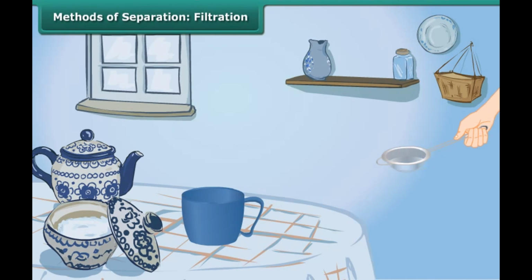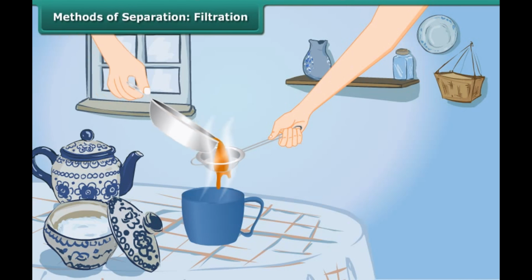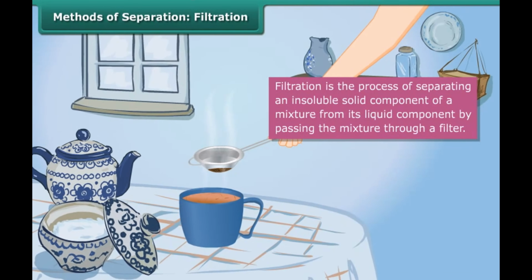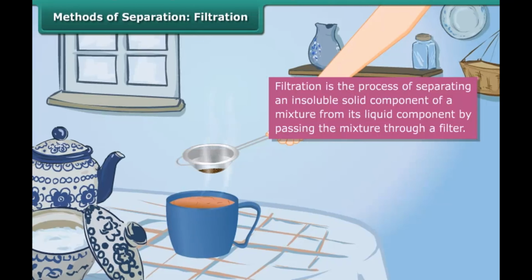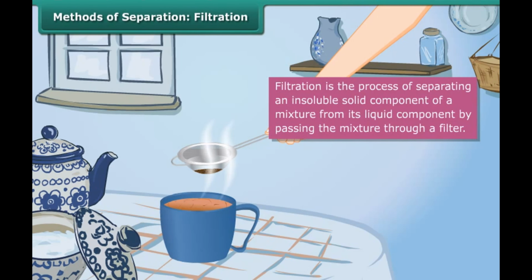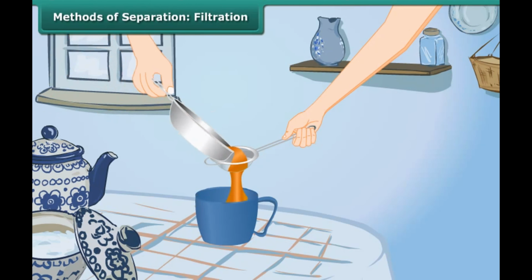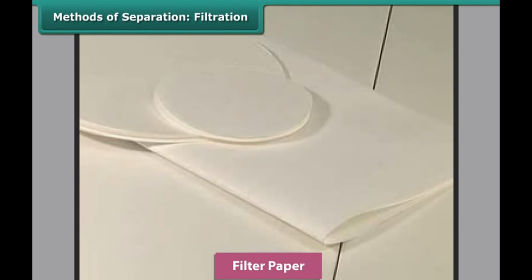Children, after preparing tea, this tea stall owner pours the mixture into the tea strainer. The tea passes through the holes of the tea strainer, leaving behind the tea leaves in it. This process of separation is known as filtration. Filtration, however, cannot remove the solid substances dissolved in a liquid. Sometimes fine particles of the solid component pass through the strainer that is used as the medium for filtration. In such a situation, filter paper is used.